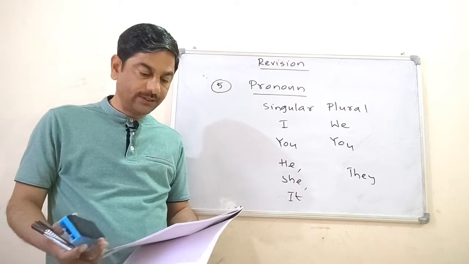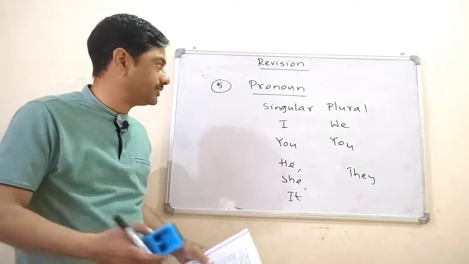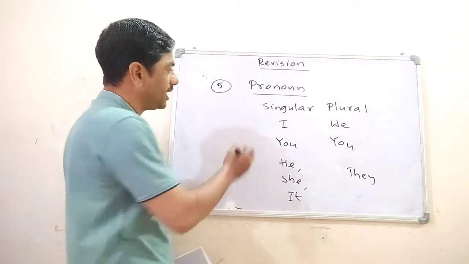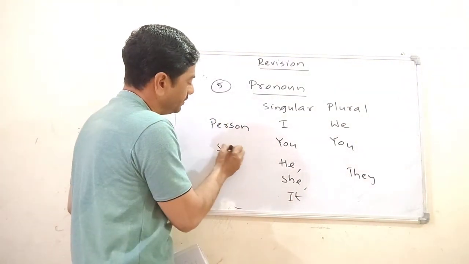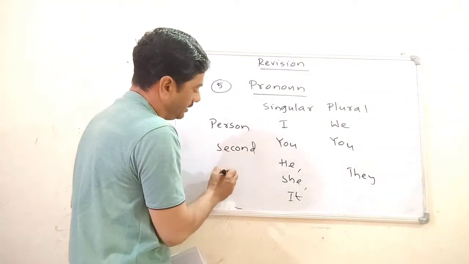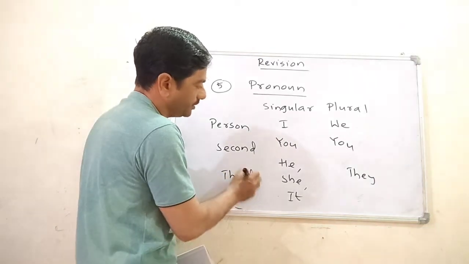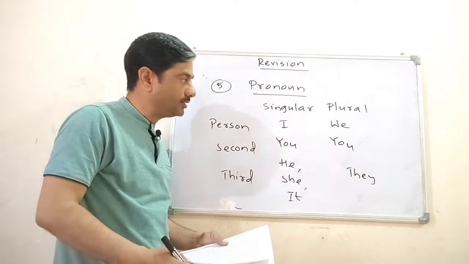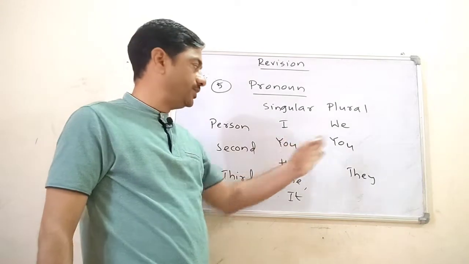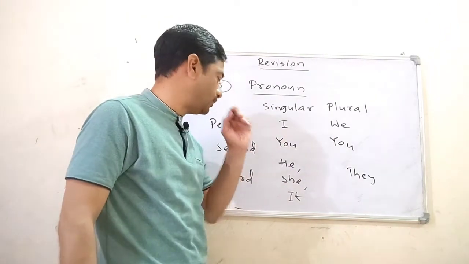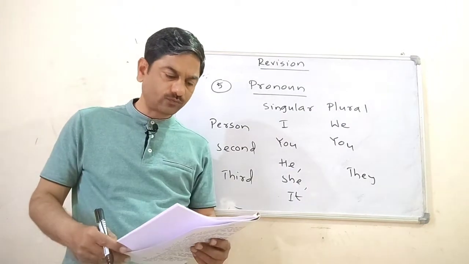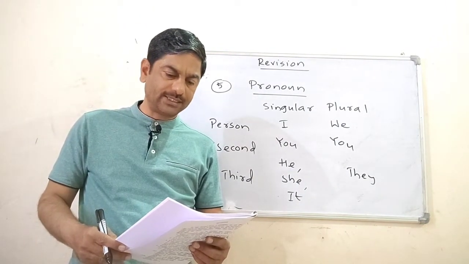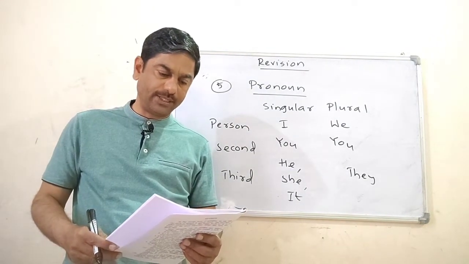Then we studied persons of pronouns. I and we, first person, then you, second person, and then he, she, it, third person. The plural of I is we, plural of you is you, and plural of he, she, it is they. So we studied numbers as well as persons.